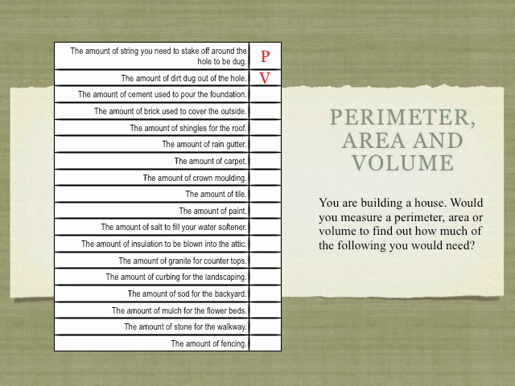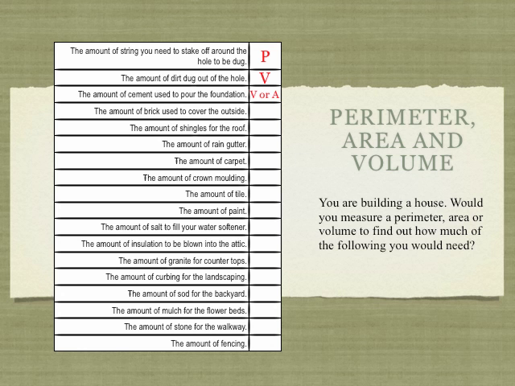The amount of cement used to pour the foundation. Now the cement has volume, but what would you actually measure? You could make an argument for either volume or area. The area argument would be that you would measure the area of each of the walls and the area of the floor, and then figure out the volume from there.